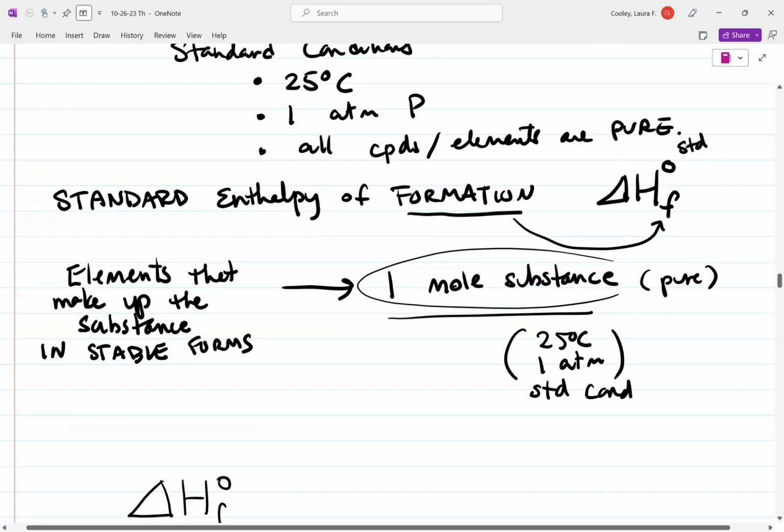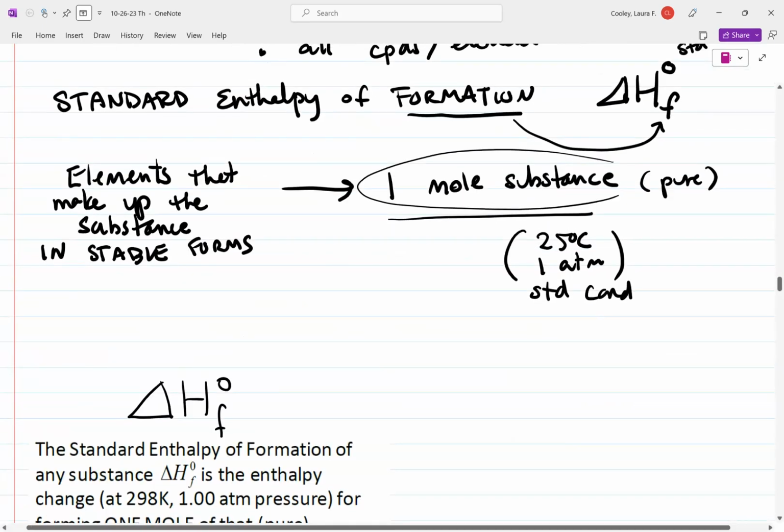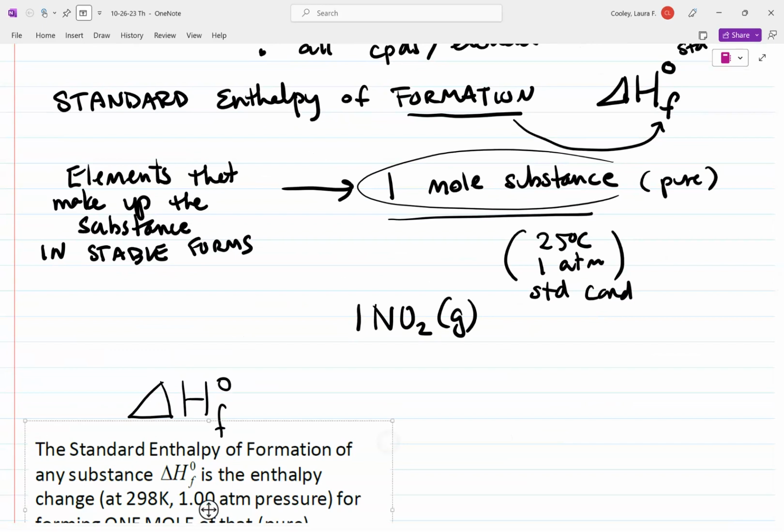So for example, if I form a compound with nitrogen, let's suppose I form the compound NO2. To form 1 mole of NO2, what are the elements that make up NO2? Nitrogen and oxygen. What is the stable form of nitrogen? N2. What is the stable form of O2, of oxygen? Never mind.